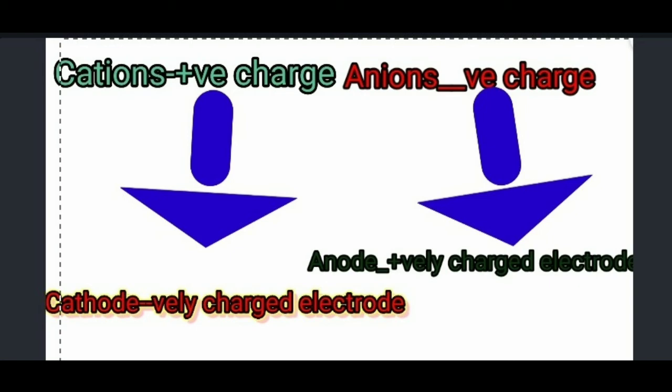Whereas at the anode, the negatively charged ions called anions move towards the positively charged electrode called the anode. Both ions move to the oppositely charged electrode. After going to the anode, the chloride ions give up electrons and they become chlorine gas. Two chlorine atoms combine together to form the chlorine molecule. This chlorine gas is liberated at the anode.